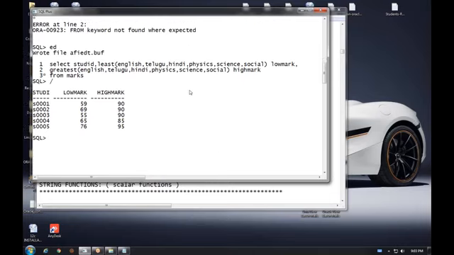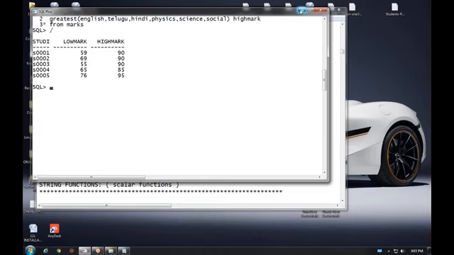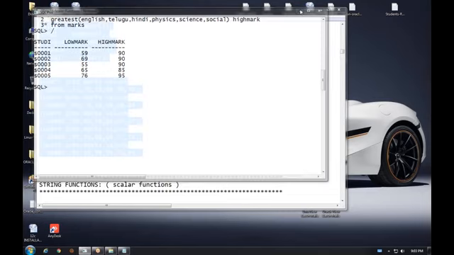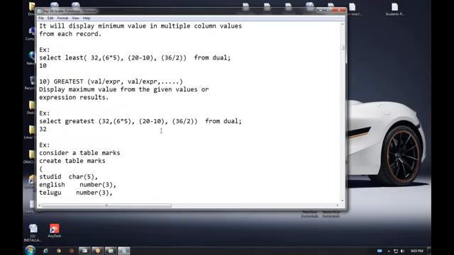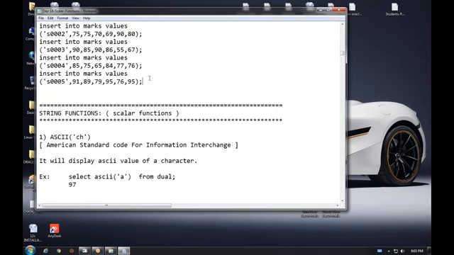This is about scalar functions related to the numeric category. Now here we don't have examples. Okay, hold on. Let me take some examples. Let me copy these examples.